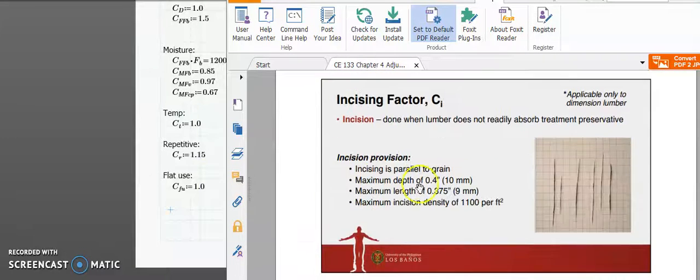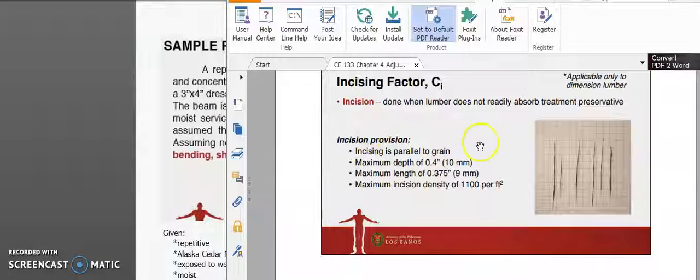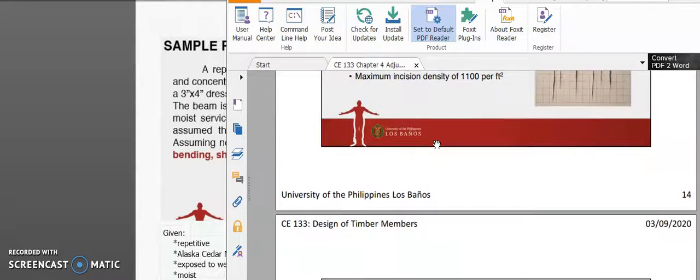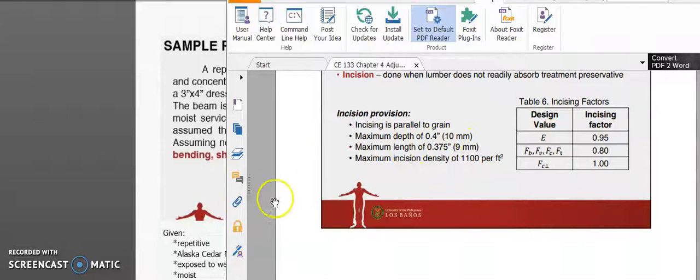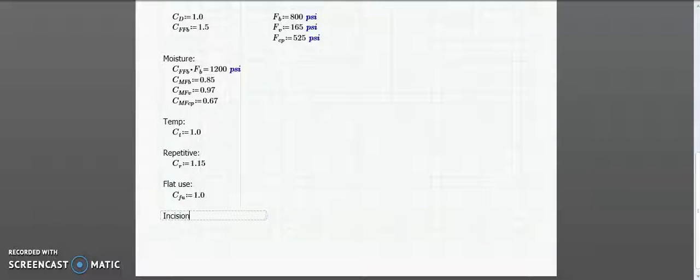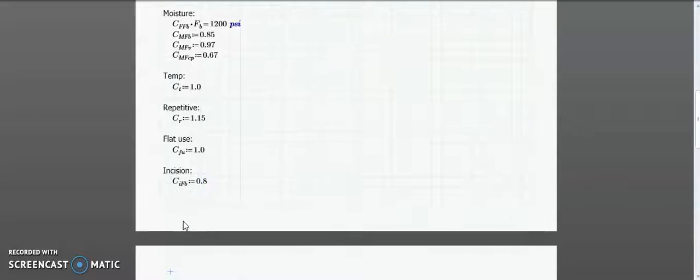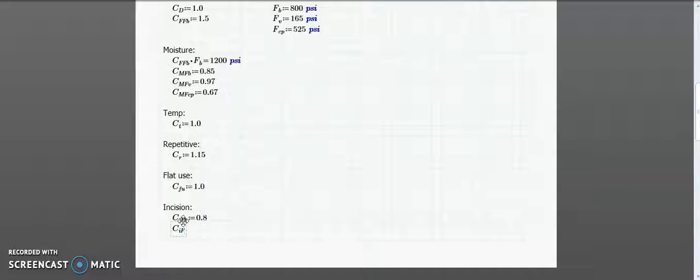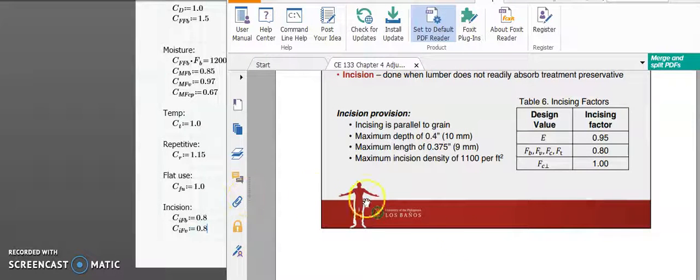Next, incision. It was mentioned that incision is done, but no specifications were mentioned. We have to assume that the provisions are already satisfied, because I have mentioned in the previous video, if these provisions are not satisfied but an incision is done, then the member cannot be used anymore. So for us to be able to still use the member, we have to assume that these provisions are satisfied. And therefore, the incision factor will be 0.8 for bending and shear. And then for bearing, or C perpendicular, 1.